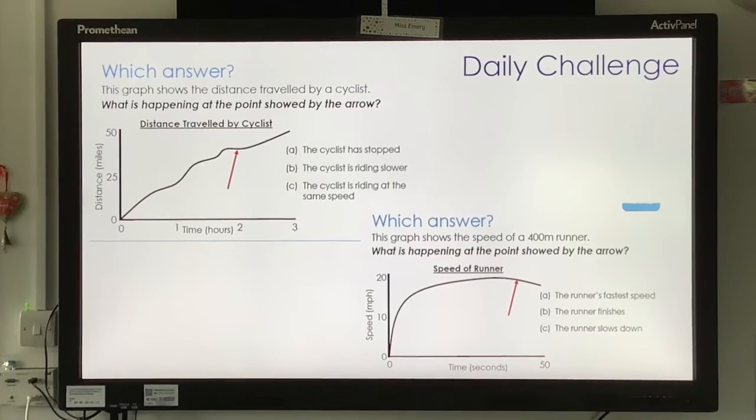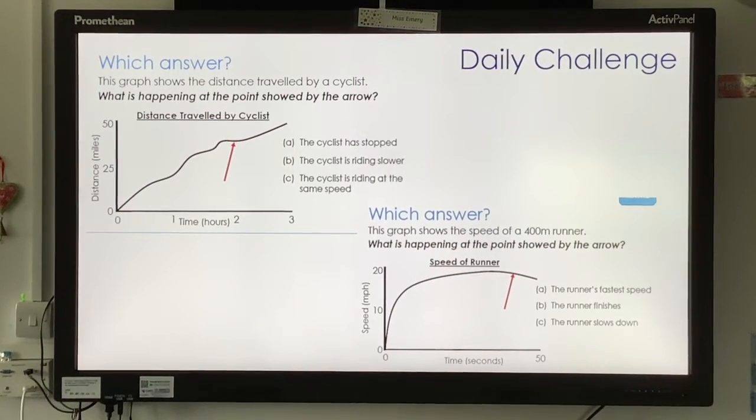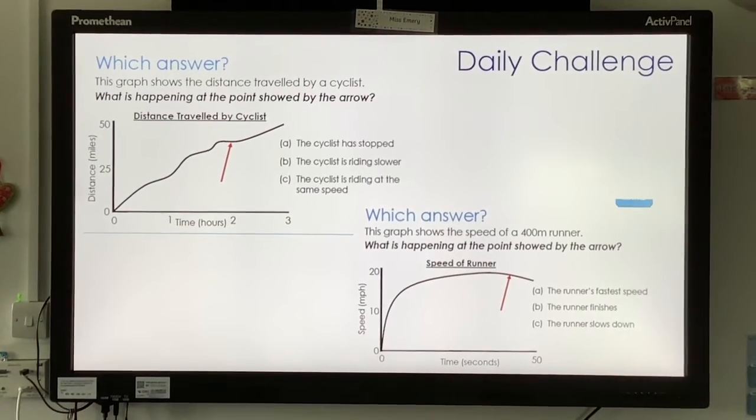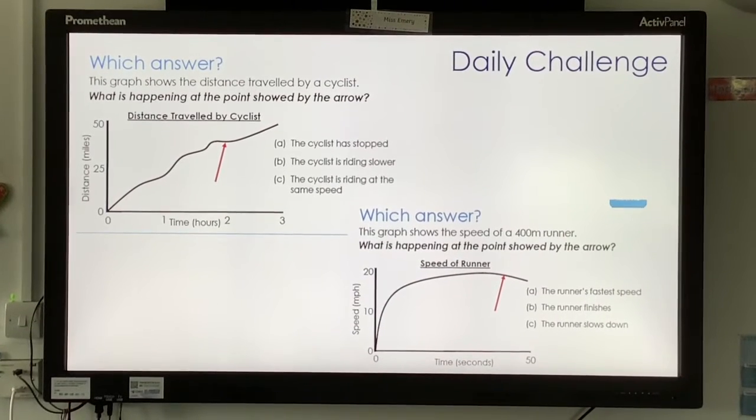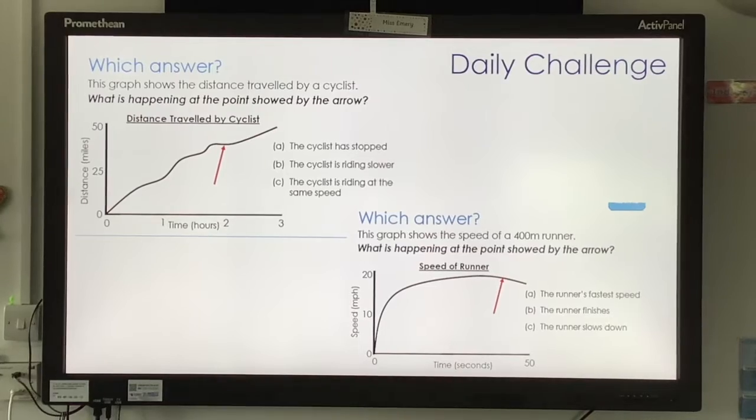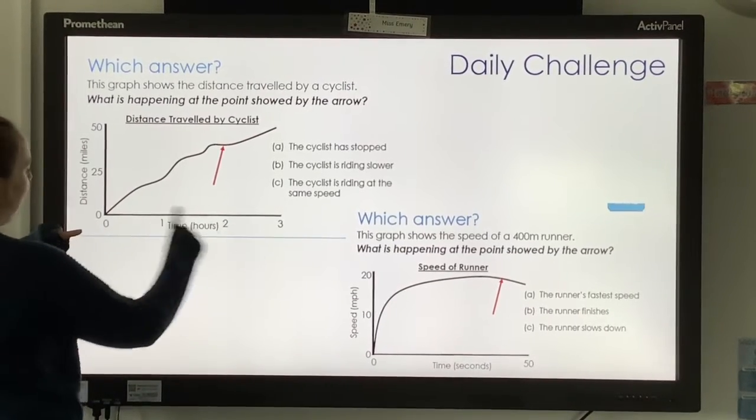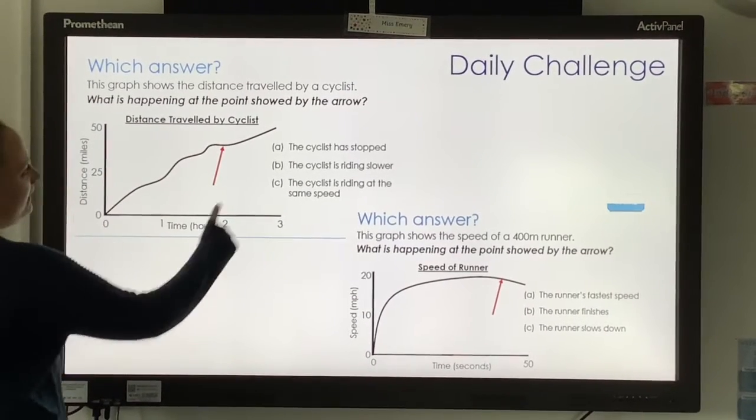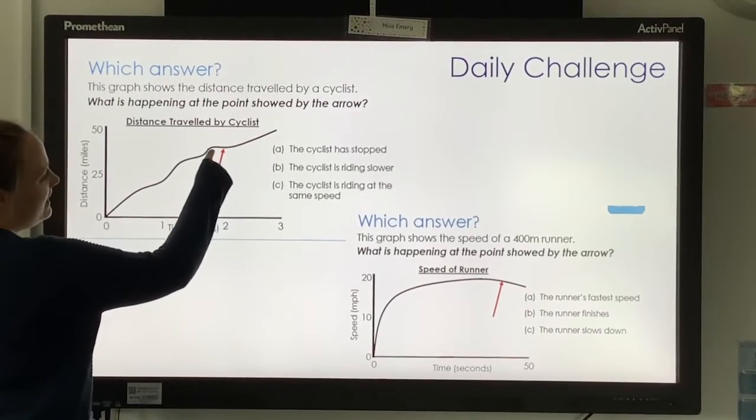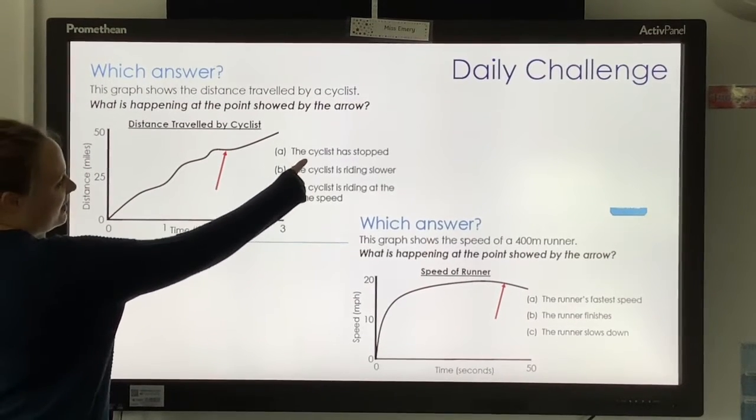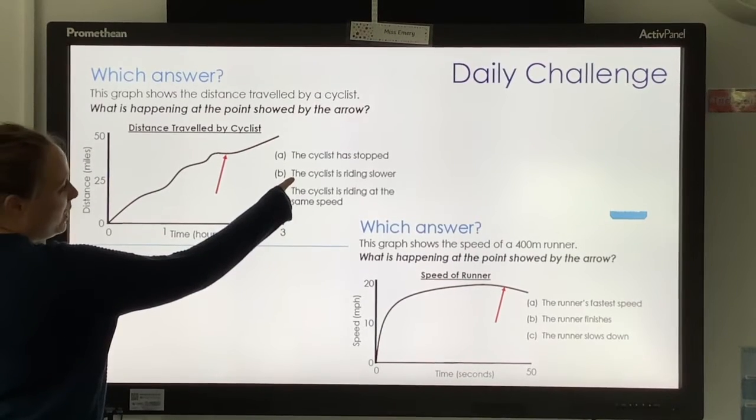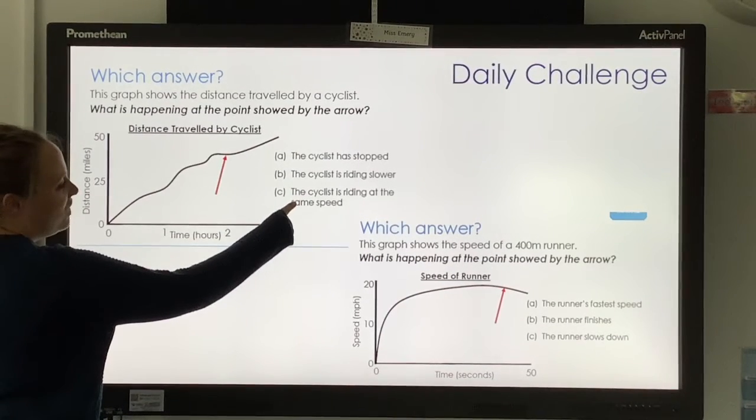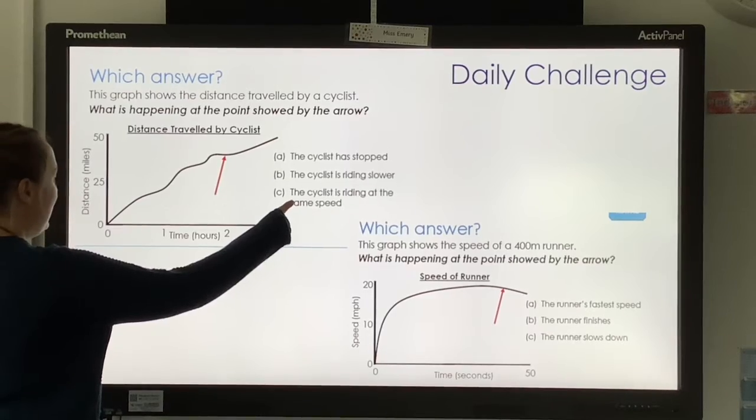Right, today's first problem. This graph shows the distance travelled by a cyclist. What is happening at the point showed on the arrow? So you've got your time here and your distance travelled here. Then you've got your options. At this point here, has the cyclist stopped? Is the cyclist riding slower, or is the cyclist riding at the same speed?